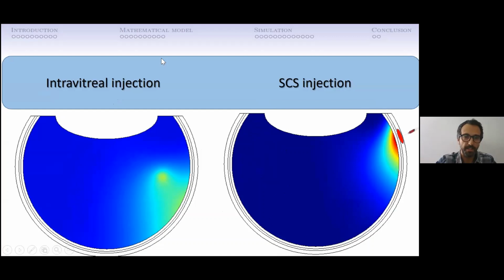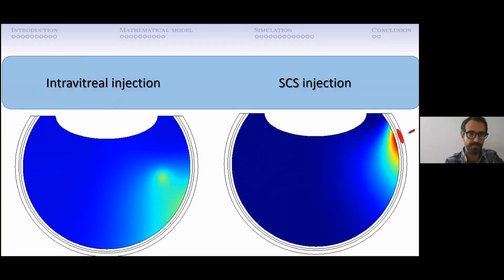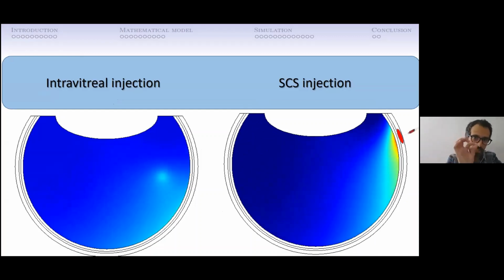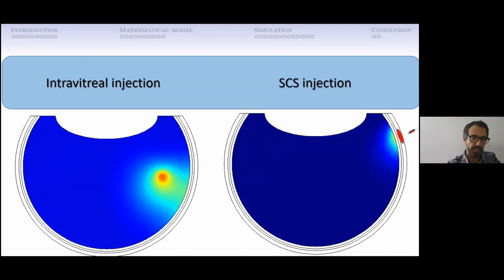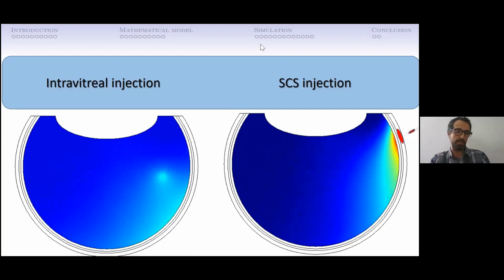What we can see here are two different simulations to treat an eye disease that can affect the retina. On the left, we consider intravitreal injection, an injection that is given inside the eye. On the right side is an injection that is given in the sclera. I start with this simulation in order to show that this is a medical application, and the mathematical model is a system composed of PDEs.